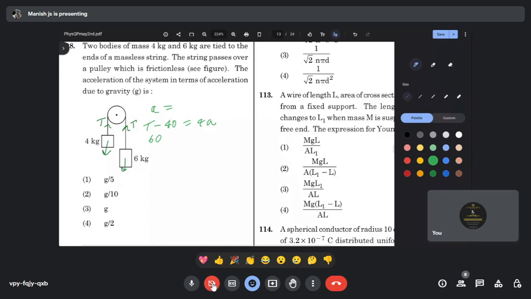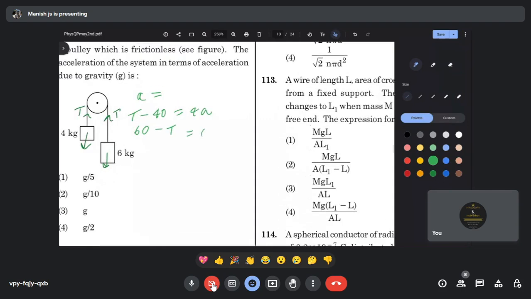For that you will write 60 minus T equals 6a, then go for simplification. Then you go for simplification, I mean, equate the tensions here, so I can write 4a plus 40 is equal to 60 minus 6a. Club all the terms on one side, so you will get 10a is equal to 20.